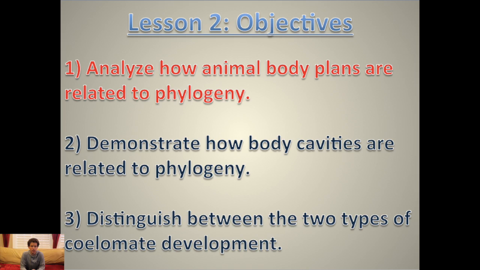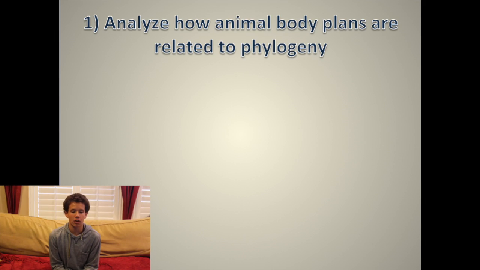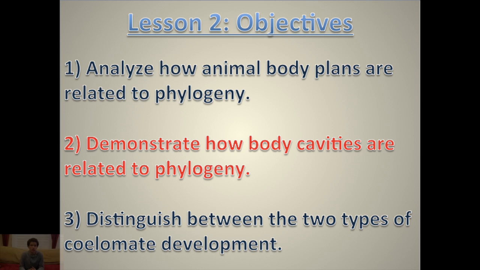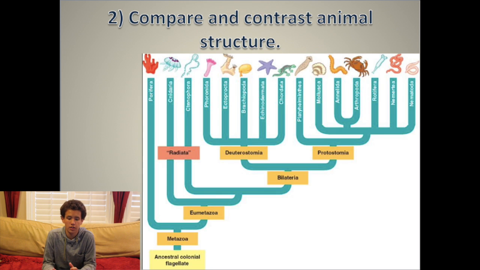For Chapter 24, Lesson 2, the first objective is to analyze how animal body plans are related to phylogeny. Animal body plans are related to phylogeny because they come from a certain organism and branch off to develop animals. The second objective is to demonstrate how body cavities are related to phylogeny. Body cavities are related to animal phylogeny because they branch off coelomate animals.